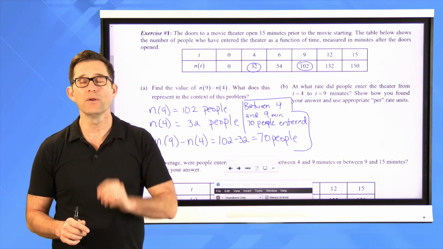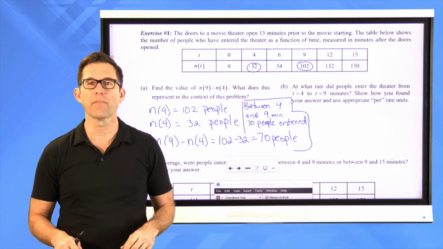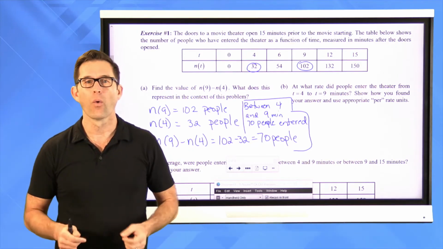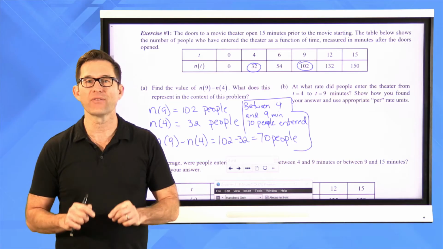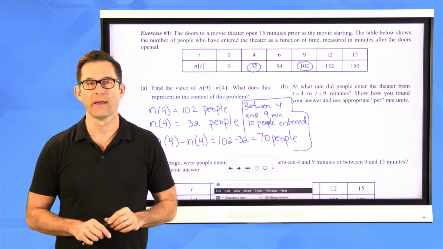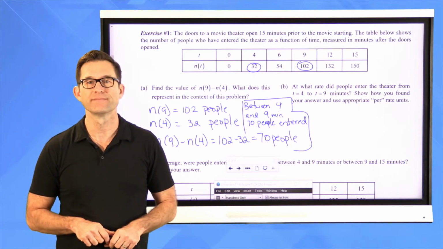So what I'd like you to do is pause the video now and see if you can think about how fast, or what the rate was, that people entered the room between 4 and 9 minutes. Pause the video now.